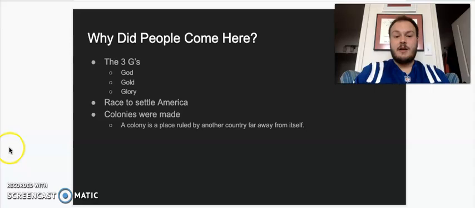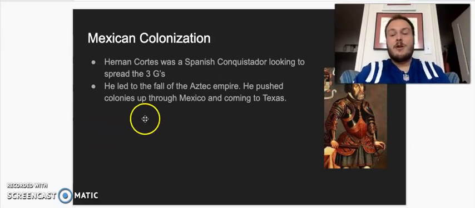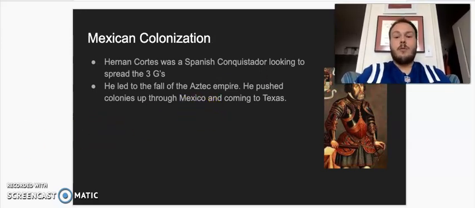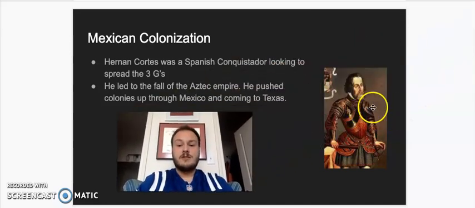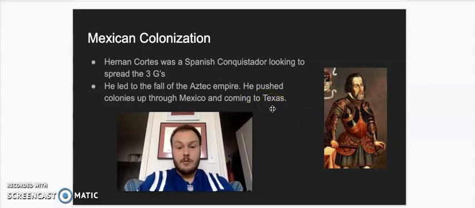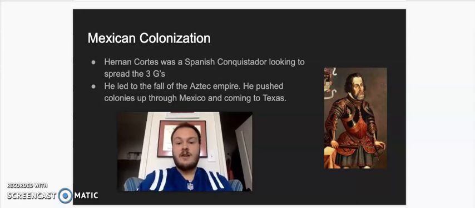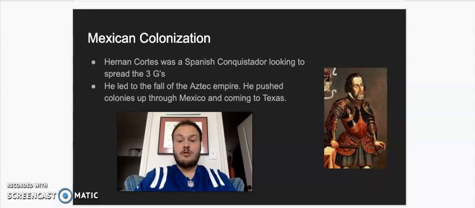So we are in different continents. So you had people in Europe ruling over people in North and South America, which would cause some problems later on. So let's first talk about some Mexican colonizations. What I want you to know about Mexico's colonization was this conquistador right here named Hernan Cortez, who was a Spanish conquistador who was looking to spread the three G's. His main conquest was he defeated the Aztec Empire, and he pushed colonies up through Mexico and eventually leading into Texas.